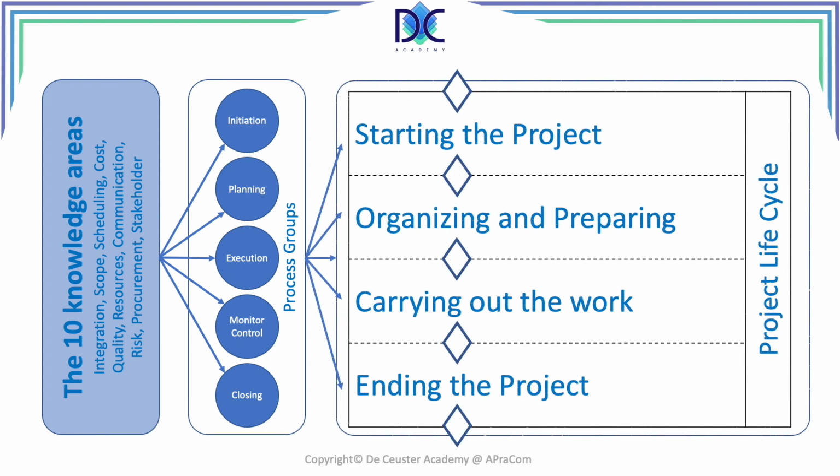Then we see how the project is working. We see the project life cycle. We start the project, we organize and prepare, we carry out the project, and finally we end the project. The diamonds are here typically an indication of milestones. Milestones are important in project management because they link the project to certain realizations, but they also link the project to some business objectives. Both possibilities exist.